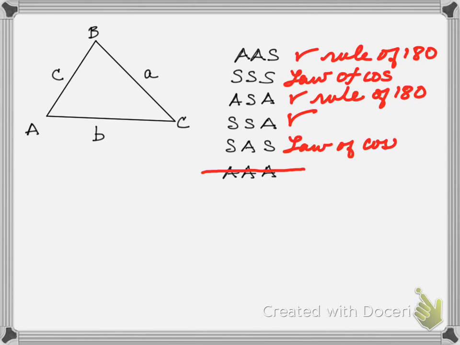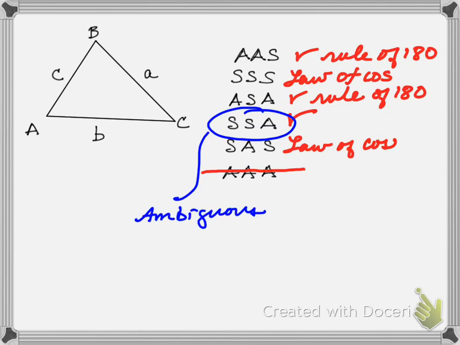So that's all I'm going to look at for this video. Another video that you want to look for from myself or another source is this. SSA is going to produce something that is called an ambiguous case. And that's something that I'll talk about in another video, or like I say, you can look for that from another source.